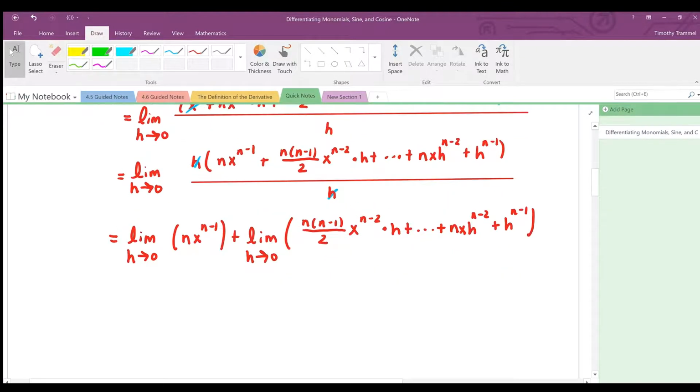And now I want you to notice, I guess I've already asked you to notice this once, but we have a bunch of h's here in all those remaining terms. And h is going to go to 0. So this limit here on the right is going to go to 0, while this one on the left doesn't have any h's in it. So this limit is just n x to the n minus 1. Okay, and we've done it.